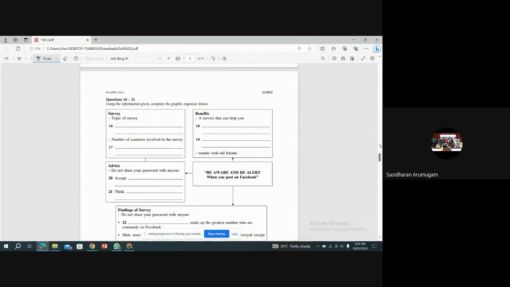accurate information. That means an accurate answer for the specific questions. So for example, question number 16, topic of survey. Number of countries involved in the survey, a service that can help you reunite with old friends. Advice, do not share your password with anyone except Think.